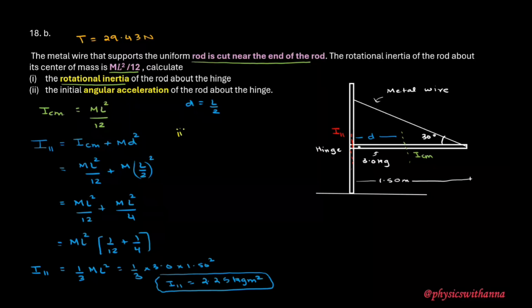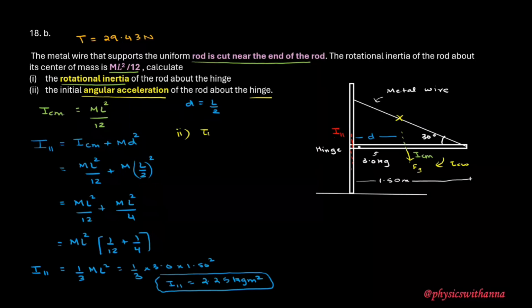Next, in part 2 of the question, they want you to find the initial angular acceleration of the rod about the hinge. Now, if you cut the metal wire, there is no force to support the weight of the rod. And the force due to gravity Fg, which is acting at the point of center of mass, will pull the rod downward, thus producing a clockwise torque. The rod will no longer be in a state of static equilibrium and we can no longer write the net torque to be equal to 0.